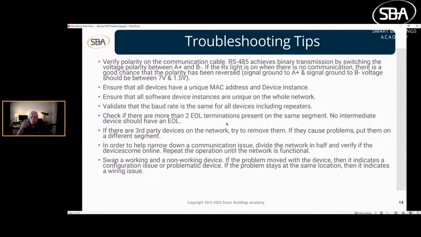And you can swap working and non-working devices as long as you follow the proper addressing. If you do end up doing this, then you have something else going on. You may have a wiring configuration problem or an addressing problem.